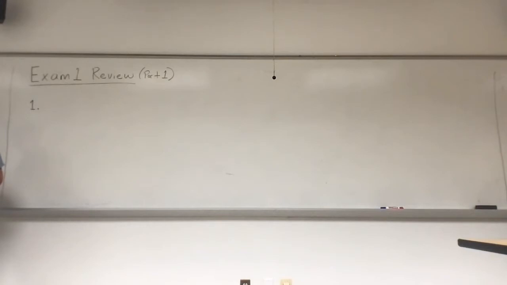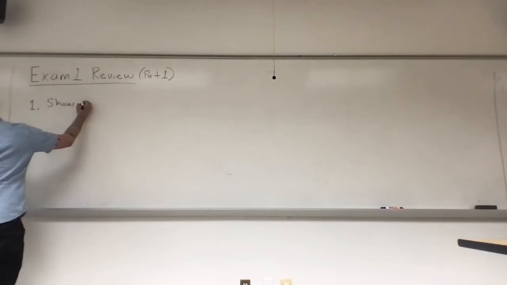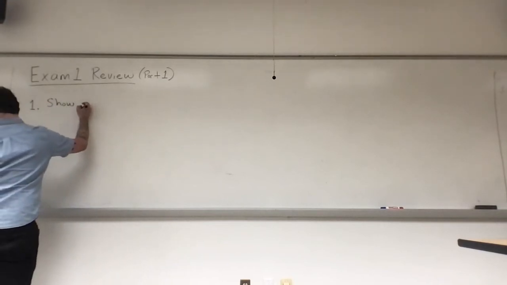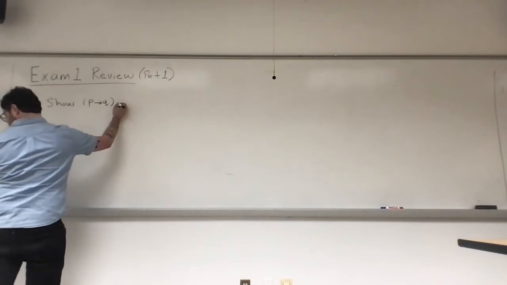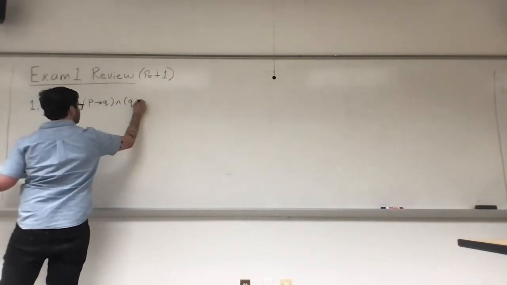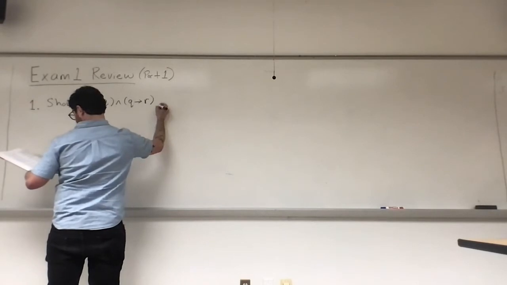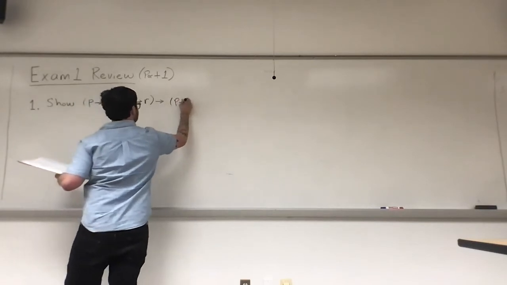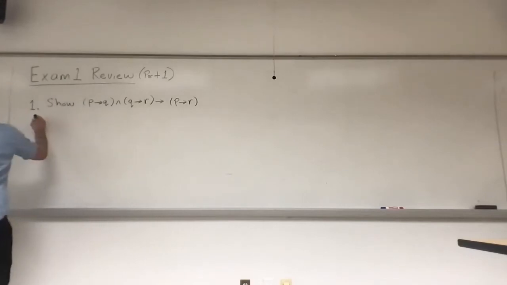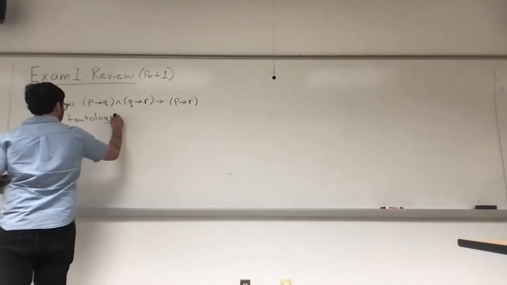I tend to like things like this. So show, let's say, if P then Q, and if Q then R, P then Q and Q then R, implies if P then R. Show this is a tautology.